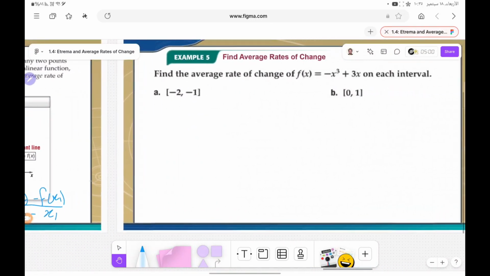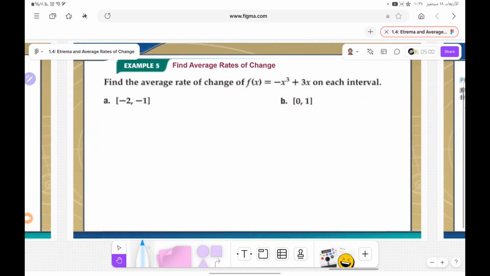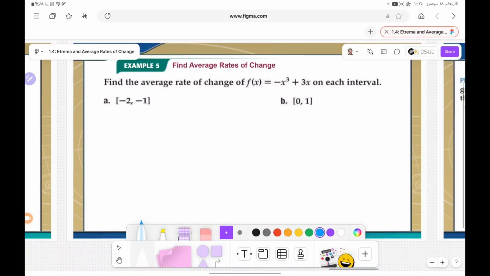Okay, now let's do this small, easy, simple question. Find the average rate of change for this function on each interval. Intervals means he's mentioning the x-axis or the domain, so both points represent the x. So let's say x1 is equal to -2, and x2 is equal to -1.